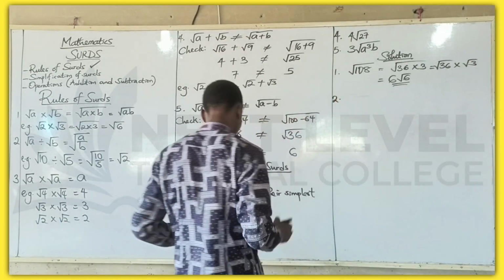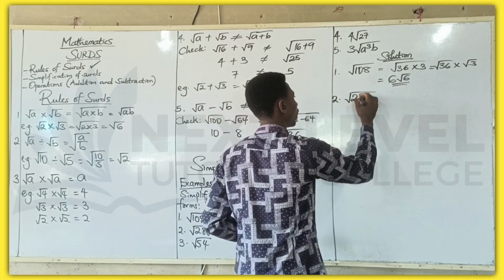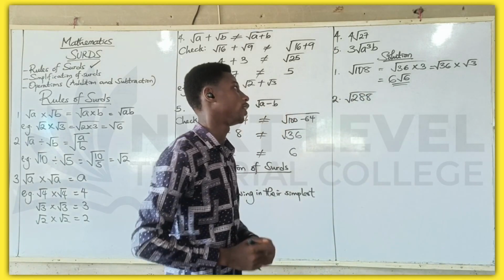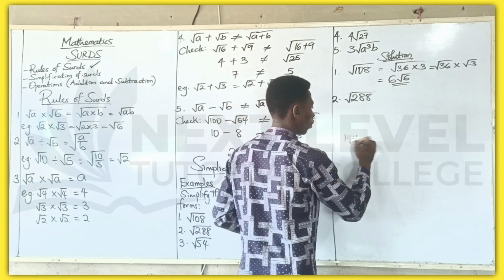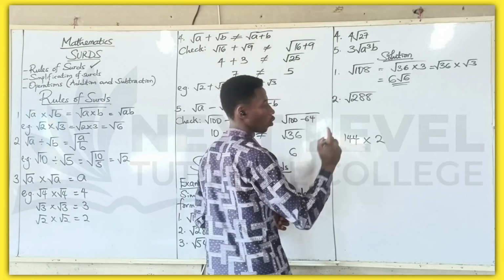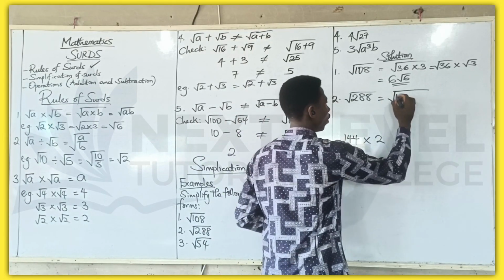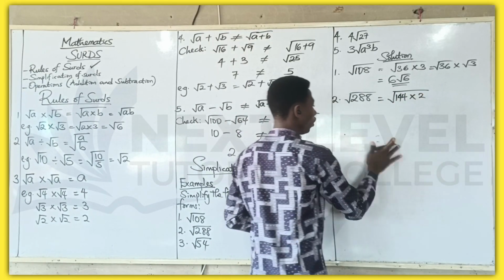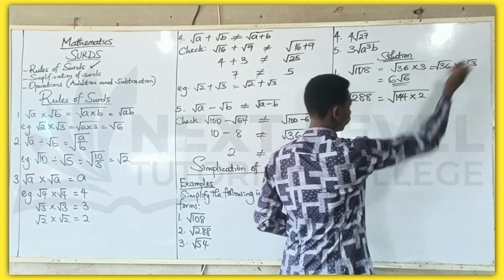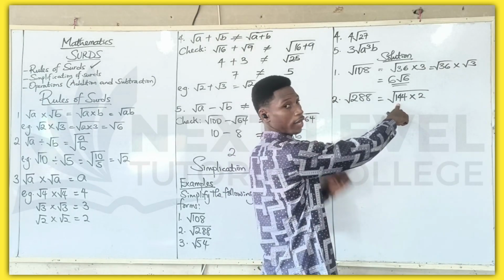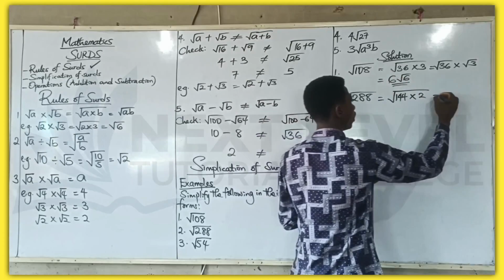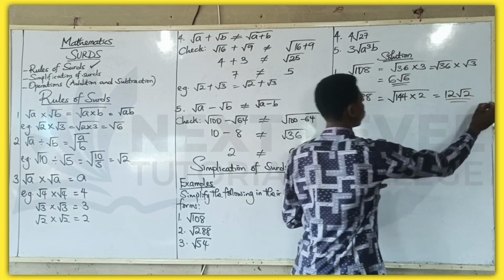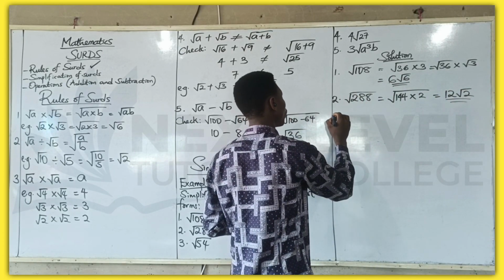Let's look at number 2. We have surd 288. We know 288 is 144 times 2. Square root of 144 is 12. So I'll write it as surd 144 times 2. So we separate it and do everything. Square root of 144 is 12. So 12 will come outside just like this, and we'll have 12 surd 2. So that's the answer. Let's go to number 3.